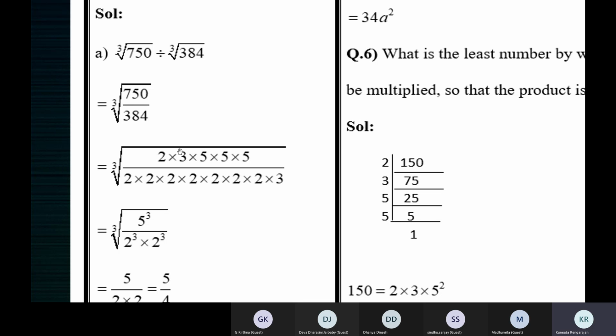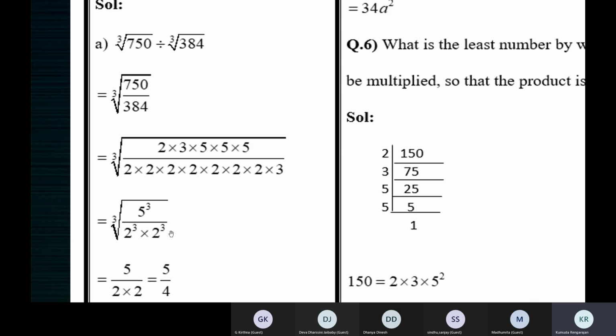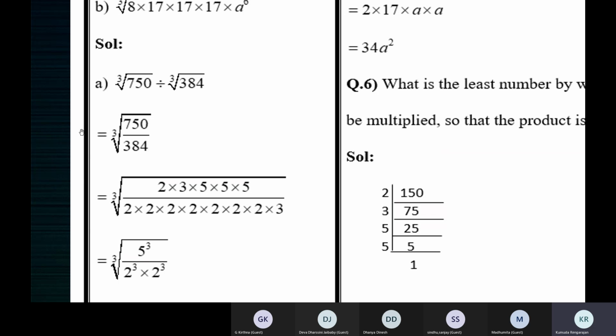Now you can see 2 and 3 from the numerator and 2 and 3 from the denominator get cancelled. And you're left with three 5s, so 5 cubed. In the denominator, we have 2 cubed into 2 cubed. Now from three 5s, one 5 comes out of the cube root. From three 2s, one 2 out, and again from three 2s, one 2 out. So 5 by 4. The value of the given expression is 5 by 4.